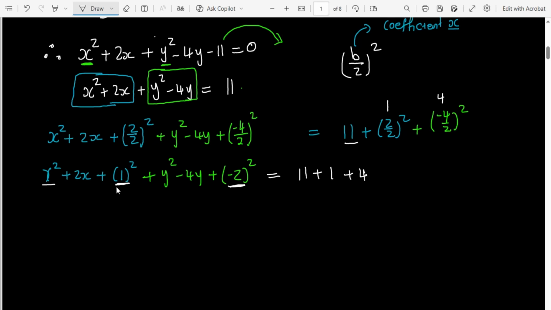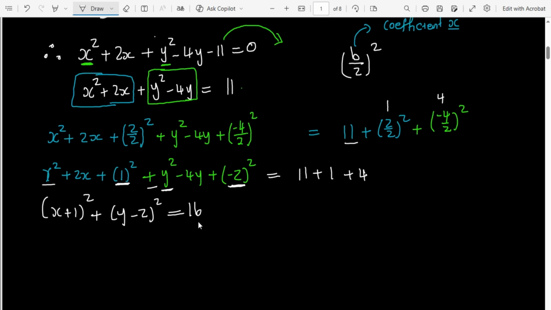Let's start with this one. X squared, 1 squared. Those are the difference of squares. We can write this as x plus 1, squared. I hope you understand. You just take the x and the 1, everything inside the bracket squared. Then that plus sign, this will be plus. You do the same. Y squared minus 2. Both of them are squared. So this will be y minus 2 and everything squared. Then this is equal to, you just punch 11 plus 1, that's 12, plus 4, that's 16.